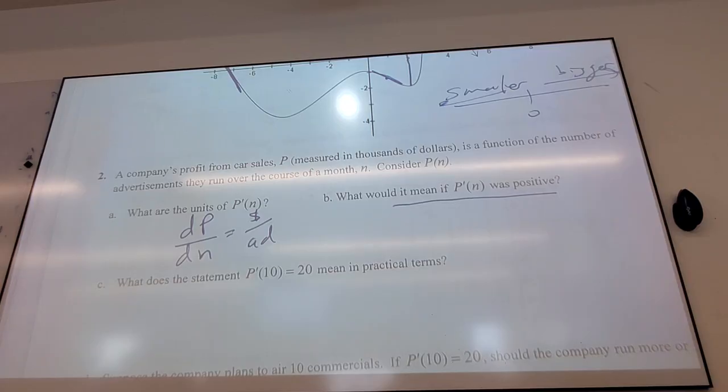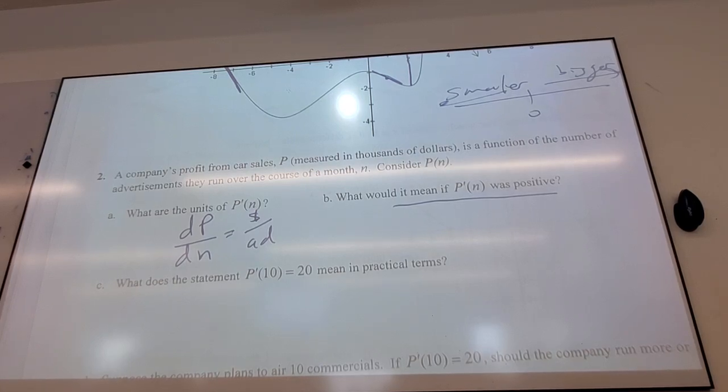So if P prime is positive, that means if I increase the number of ads, I should expect an increase in profit, because that's what positive slope means. An increase in X should make an increase in Y if my slope is positive. If I take too big of a step, I could move to where the slope changes, so that's why we make small changes. I really want you with me on this.